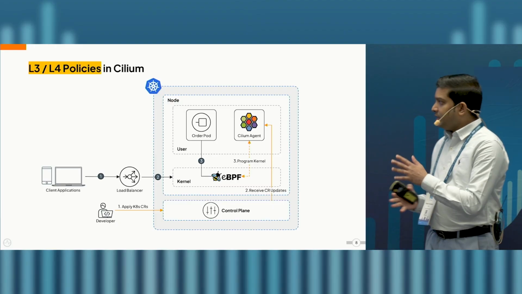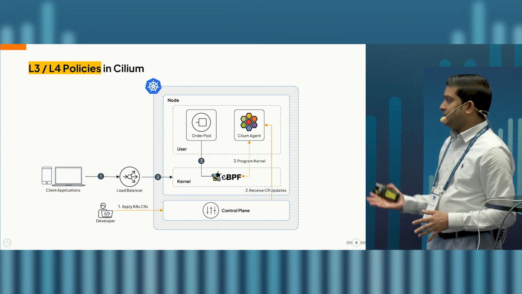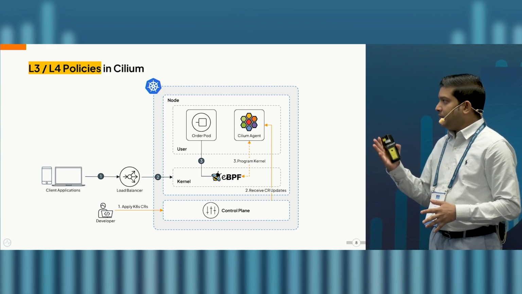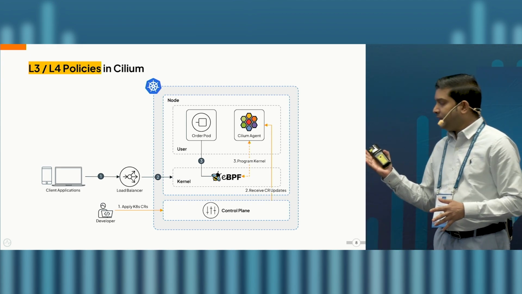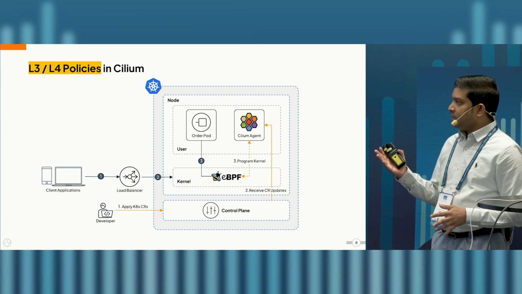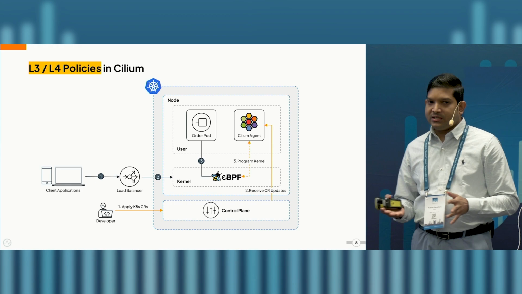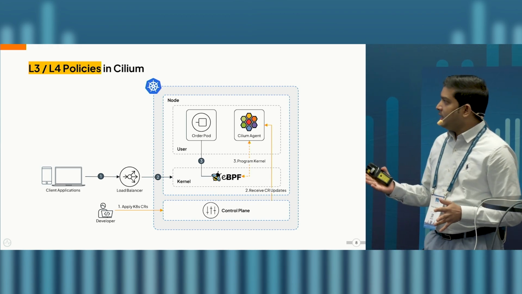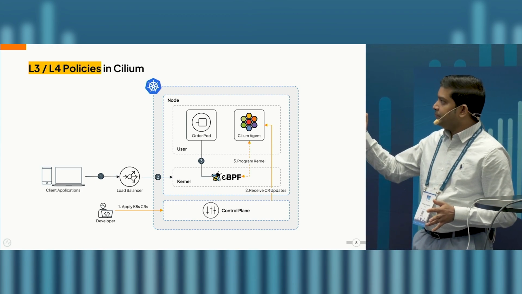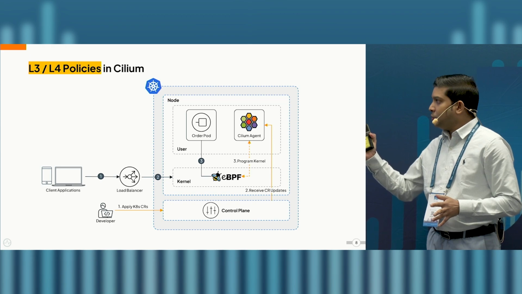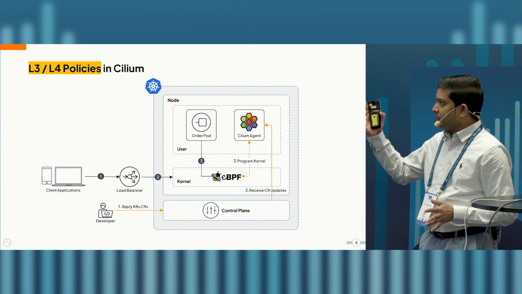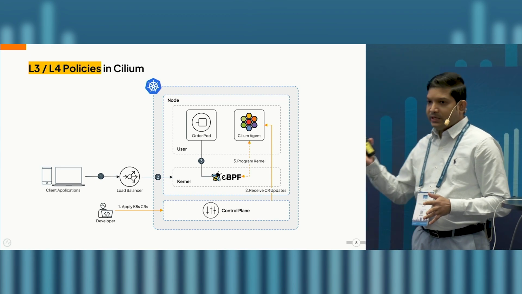So this is the architecture in Cilium in a Kubernetes environment. If you look at the control plane here, this is the Kubernetes control plane where you have the Kubernetes API server and other key components. And if you focus on the Kubernetes nodes, those are divided into user space and kernel space.